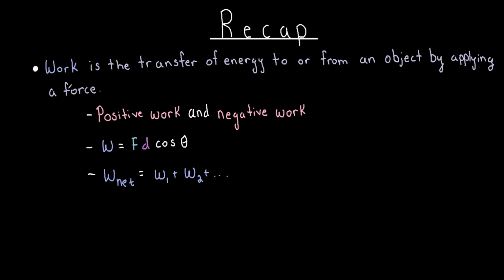So in recap, work is the transfer of energy to or from an object by applying a force. And there are two types of work: positive work and negative work. And the formula we were given is work equals the magnitude of the force applied on the object times the displacement of the object times the cosine of the angle between the force vector and the displacement vector. And to find the net work, we would just add all the work components together.